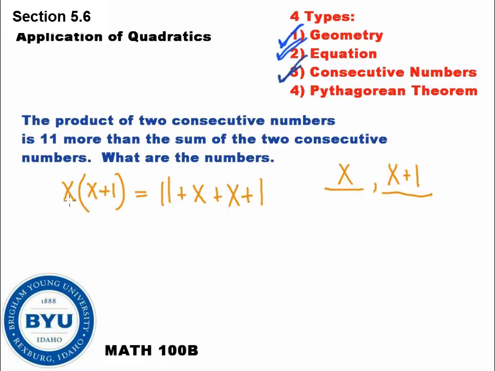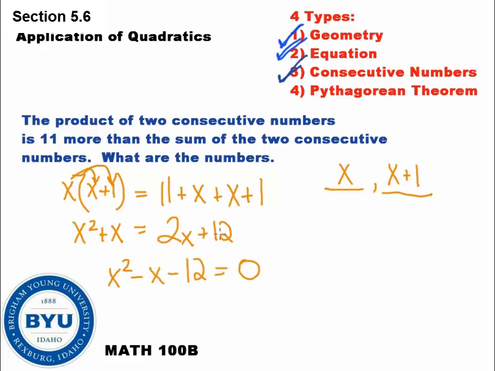So let's go ahead and do a little math here. I'm going to go ahead and distribute the x here. I get x squared plus x when I distribute this in, equals, I'm going to combine the like terms. x plus x is 2x, and 11 plus 1 is 12. Now when solving polynomials, we always get it to the same side. So I'm going to subtract this over. I get x squared minus x minus 12 equals 0. I subtracted the 12 over, subtracted the 2x.